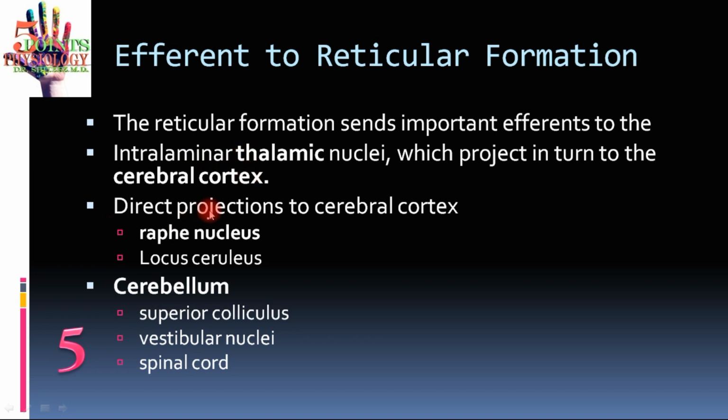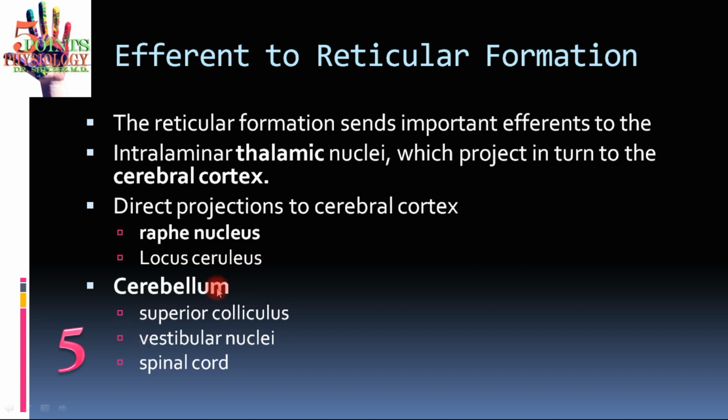Now coming to the direct projections to the cerebral cortex, there are direct projections not involving the thalamic nuclei, which include serotonergic projections from the raphe nucleus and noradrenergic projections from the locus coeruleus to the cerebral cortex, and thus these are also involved in the sleep-wake cycle. There are projections from the reticular formation to the cerebellum also.